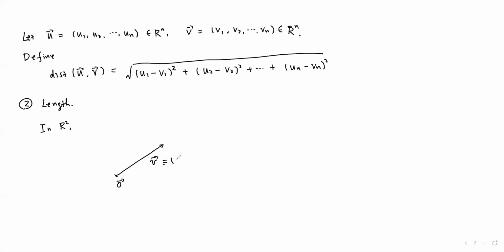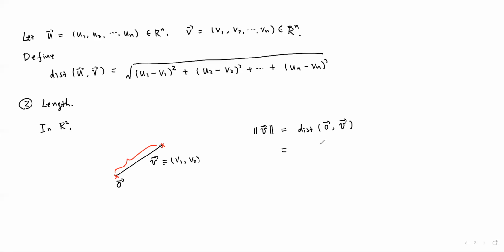Say this vector has x coordinate V1 and y coordinate V2. Now, the length of this vector, we use this notation to denote the length of a vector. Clearly, the length of the vector is the distance between the origin and this point, right? This is the distance between the origin and the point V.